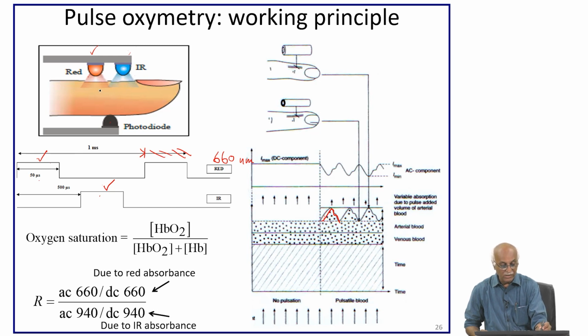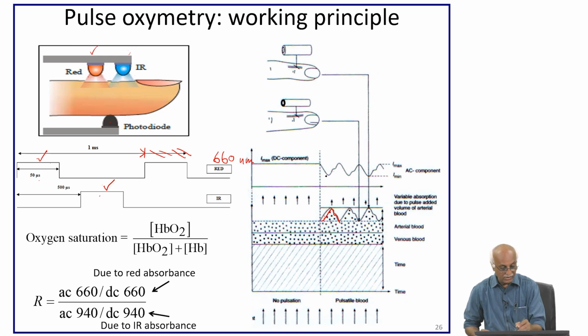Many times we will see the signal being captured by the photodetector, corresponding to red and infrared, pulsating. Accordingly, a DC component will always be there corresponding to the scattering losses, some constant absorption and scattering losses through this finger, plus, over and above, the absorption of oxyhemoglobin and hemoglobin, whose pulsating nature from the output of this photodiode will also be captured.